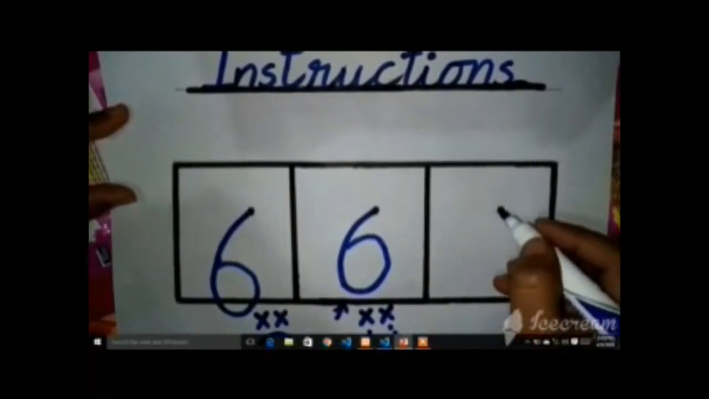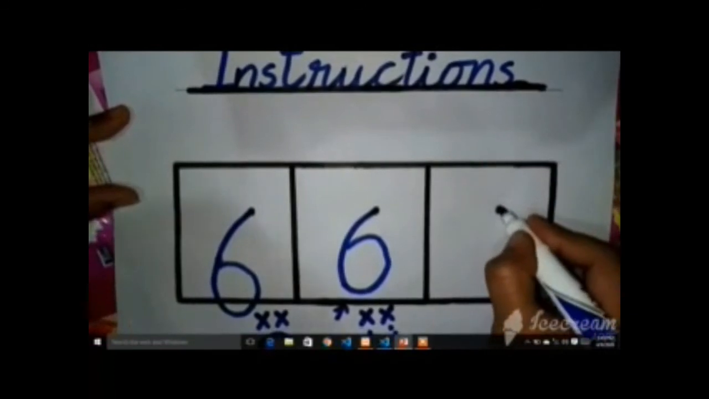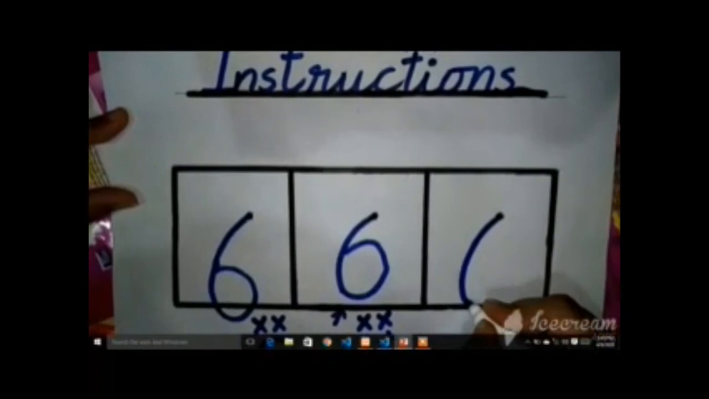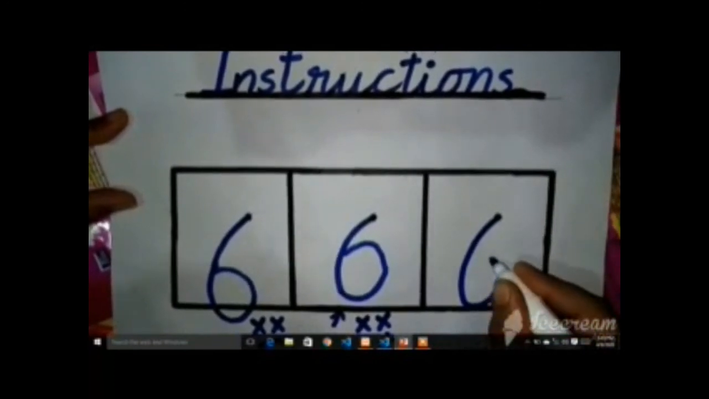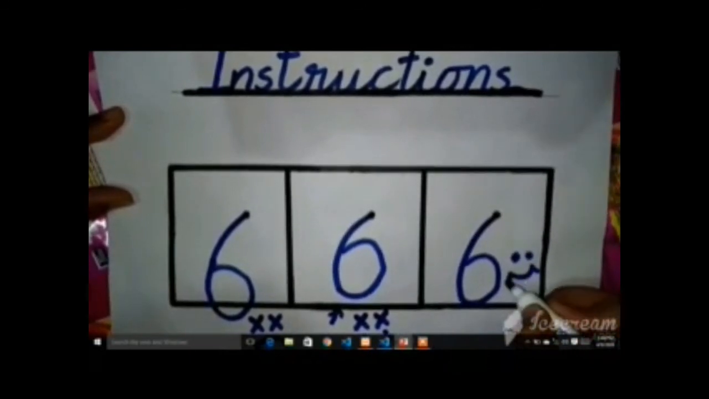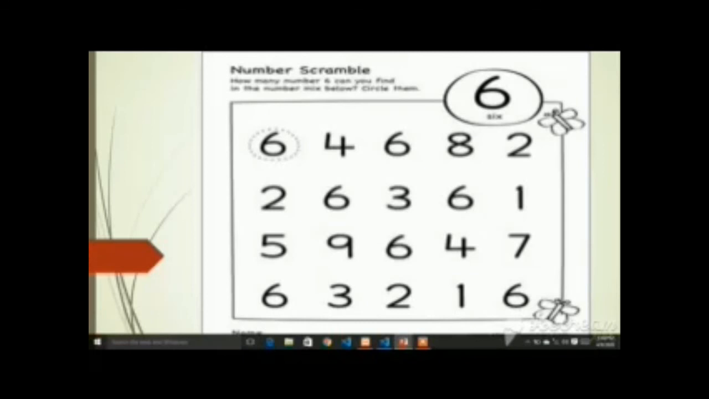You should write like this. Make a small line and make a happy. It became happy like this. Now students, we are going to do an interesting activity.